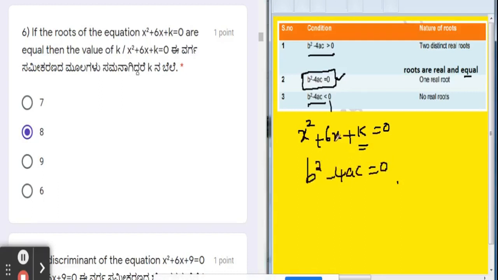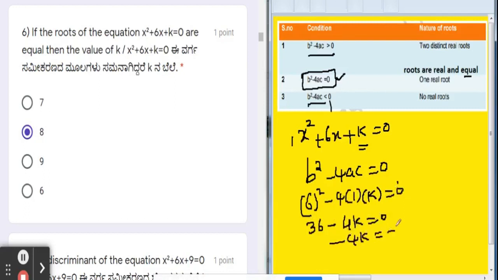So what is b here in the quadratic equation? A is nothing but the x square coefficient, b is the x coefficient, and c is the constant. Here b is 6, so 6 square, 4, a is 1, and c is k. 6 square value is 36, 4 into k is 4k, which is equal to 0. Minus 4k is equal to minus 36, negative negative cancel, k is equal to 36 by 4, which is 9. So correct option for this question is 9.